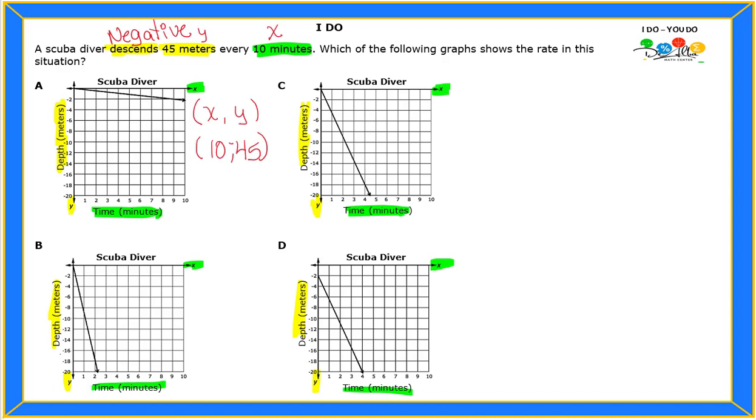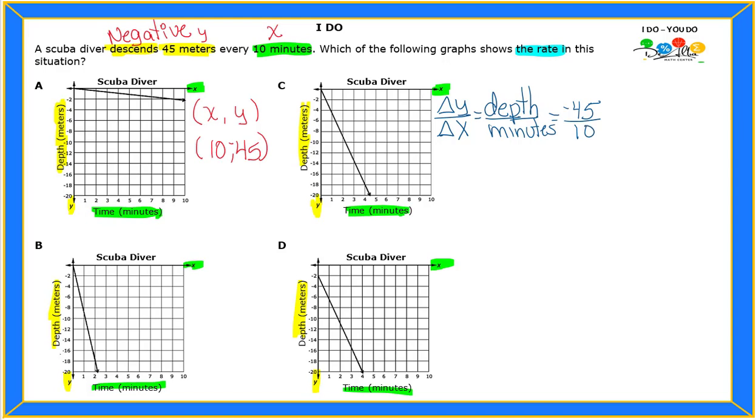So if you notice, there was another word that said rate. Which one shows the same rate? So rate, I'm hoping that you are bringing to your memory something about rate of change, right? Which might relate to change of the Y over change of the X. Is that right? So the Y is going to be the depth of that scuba diver, and the X is going to be the minutes. And now I can write down my ratio. So the Y value is negative 45 and the X value is 10.